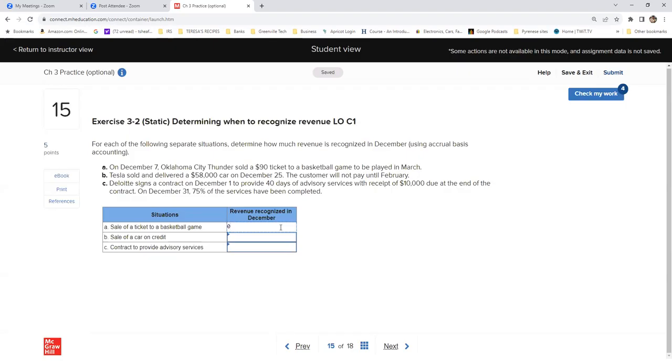Next, Tesla sold and delivered a $58,000 car on November 25th. The customer will not pay till February. Well, they're going to become an account receivable, but we still record the revenue of $58,000.